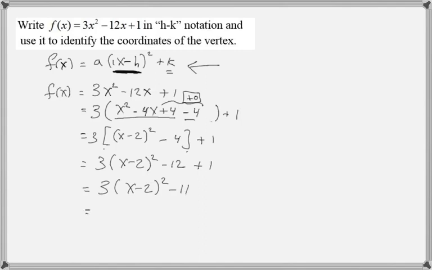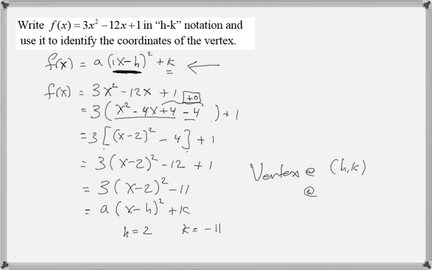If I compare this to the standard form for HK notation, a times x minus h squared plus k, I can see that h must be 2, k must equal negative 11, and then the vertex is always at h, k, so it is at 2, negative 11.